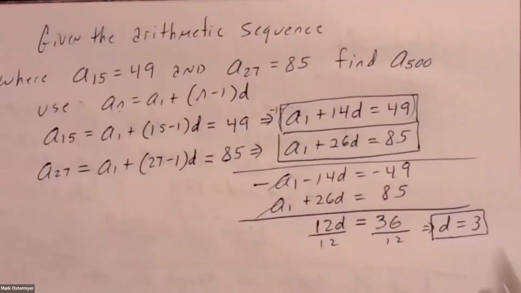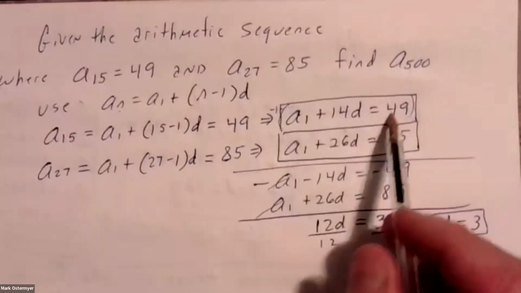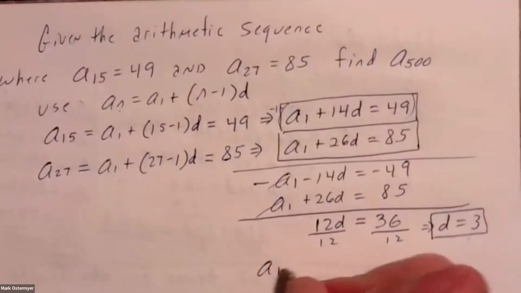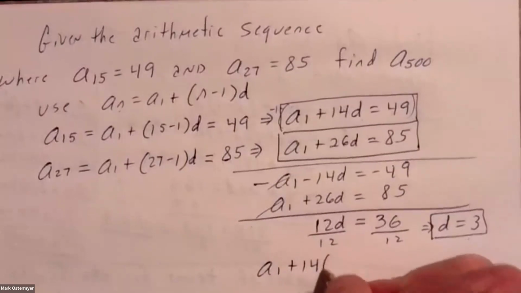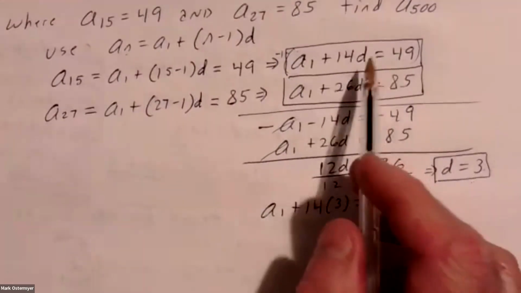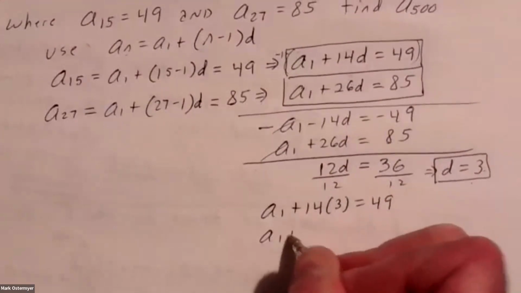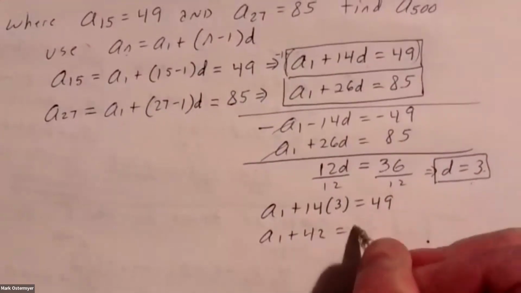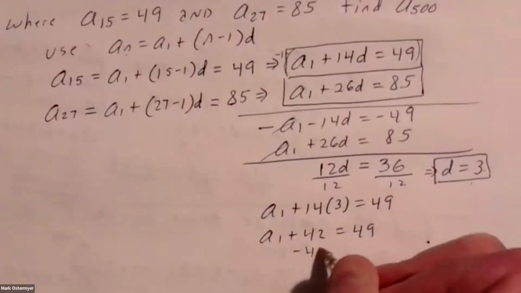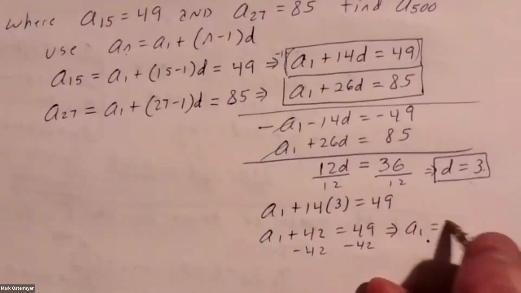To find our first term, we can grab one of these equations. I'm going to go with the first one and substitute 3 in for d and solve for a sub 1. So I put 3 into here, solving this equation for a sub 1. Subtract 42 from both sides. We discover that our first term is really 7.